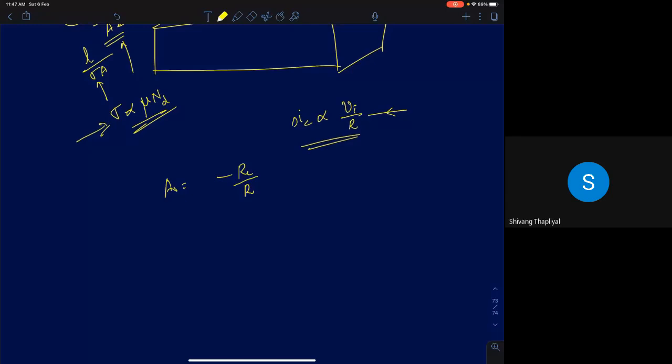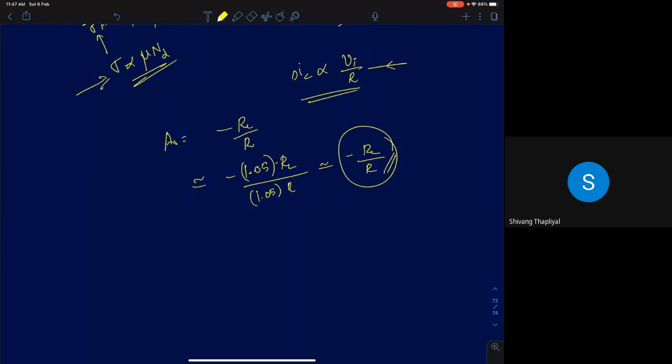Now, since it's a ratio of two resistors, let's assume both the resistors generally have a similar trend. Both the resistors increase by 5%. So 1.05 times RL by 1.05 times R. The gain still remains the same. It'll be the same as RL by R. So these are the two advantages. One, we make the system more linear if I make it dependent on a resistor. Second, the gain also remains constant. So gain constant and linear.